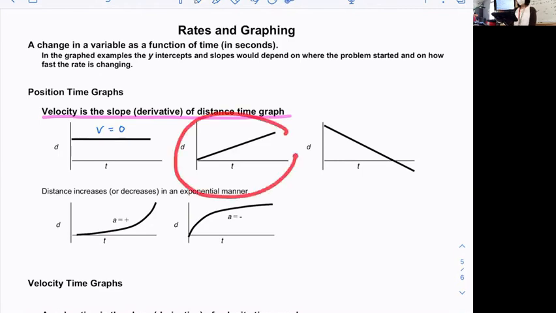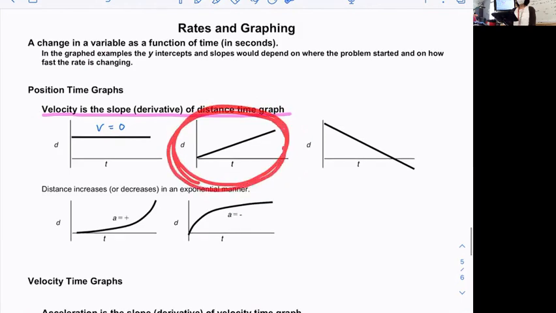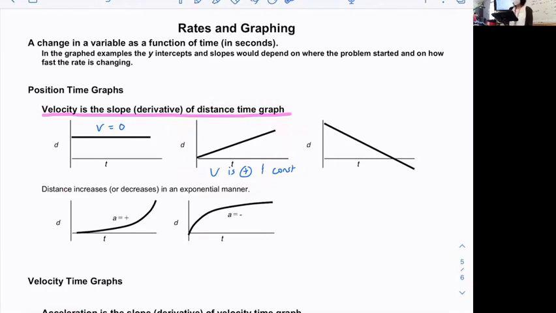Let's look at this one. What could you describe about your velocity here? There are 2 descriptors you could give. It's positive. It's got a positive slope. And what's the other descriptor? It's constant. So velocity is positive and constant. Same kind of vein looking at this one. My 2 descriptors here are my velocity is what and what? Negative and constant.